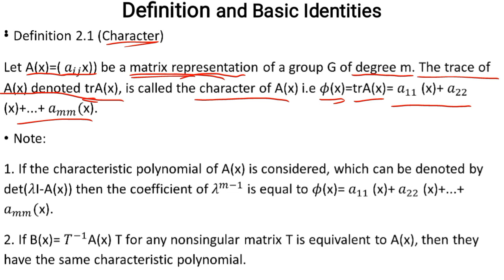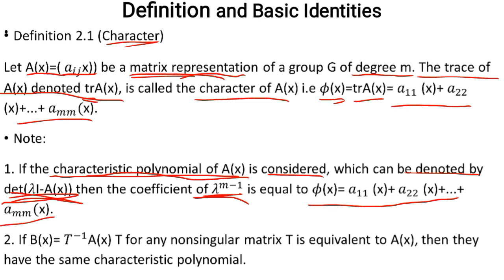Next, you need to notice that if the characteristic polynomial of AX is considered, which can be denoted by this. So if you're looking for the characteristic polynomial of AX, we denote it this way: lambda I minus AX, where AX is our matrix representation. Then this coefficient, lambda raised to power n minus 1, is equal to phi of x, the character of x, right? So basically just know them as notation. As we continue, you get to understand them more.